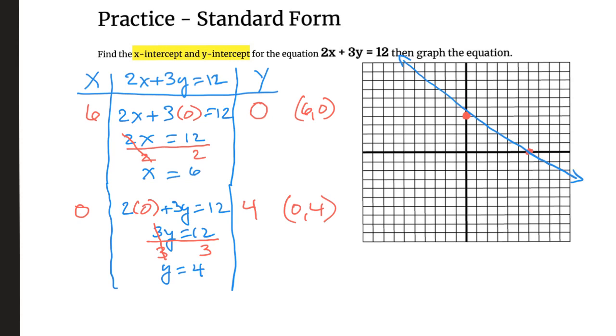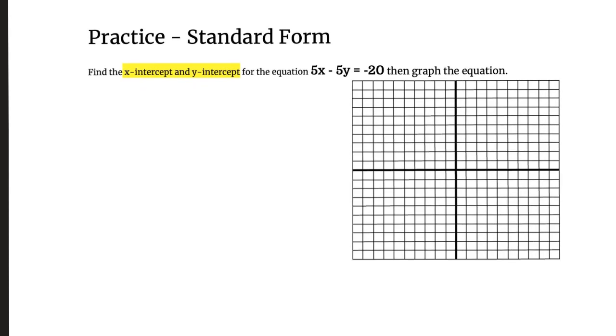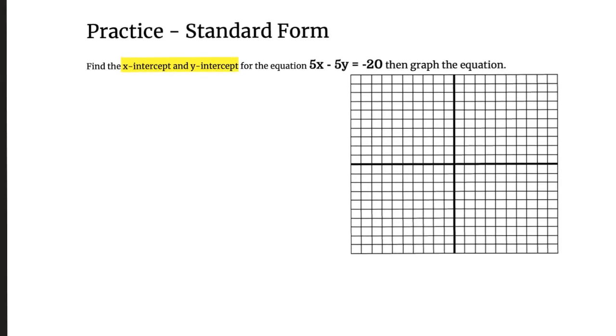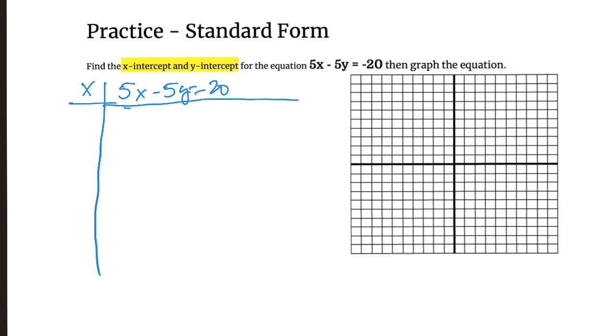Okay, now let's jump down to the second one. This is going to be slide number 9, and they're asking the same thing, just with a different equation. We're still finding the x and y intercept, so we're just going to do the same process. Start with our table, x, and then we've got 5x minus 5y equals 20. And then we've got y over here.